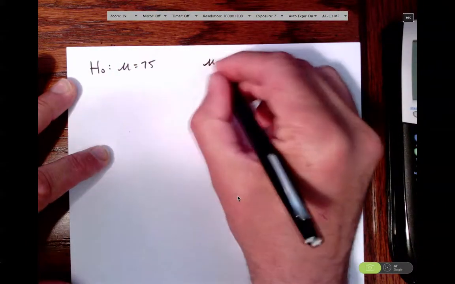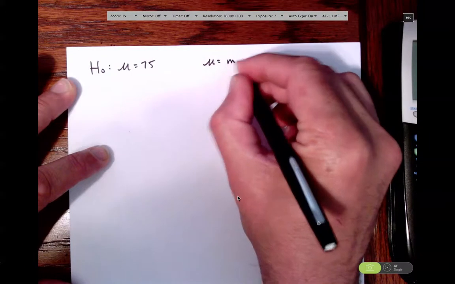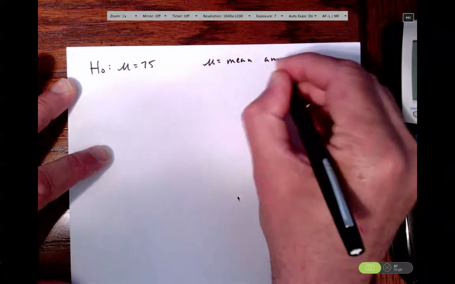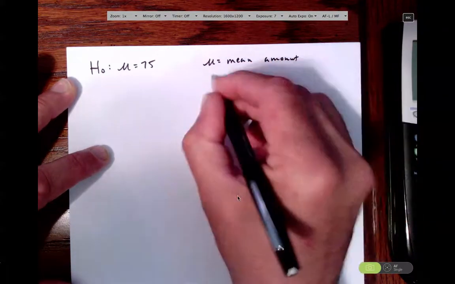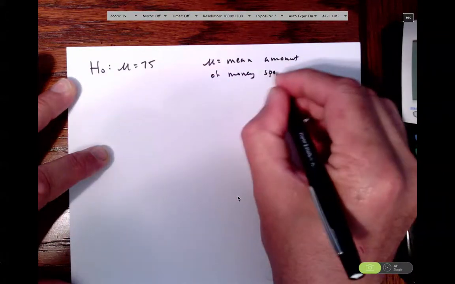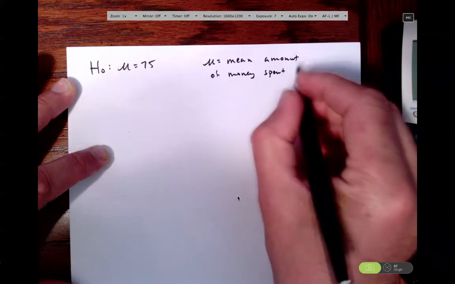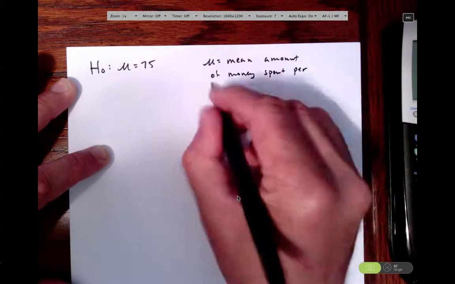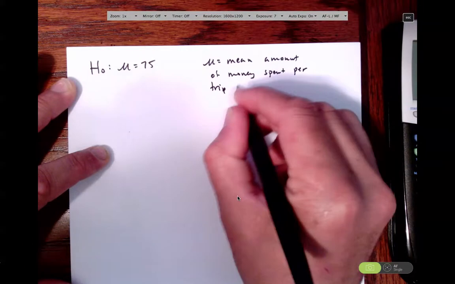And here we're saying mu is the mean amount of money spent per trip to the grocery store.